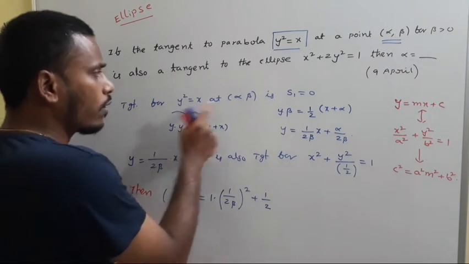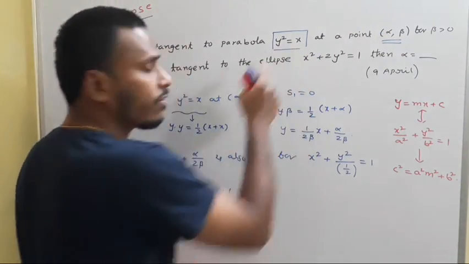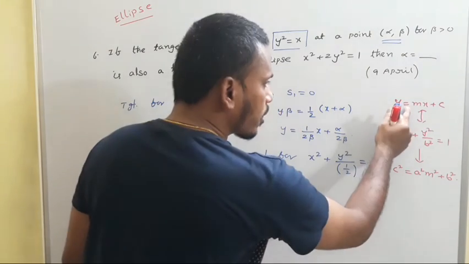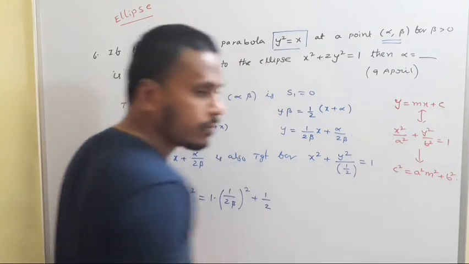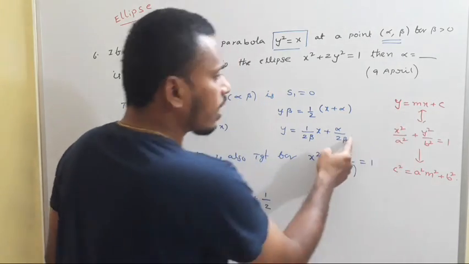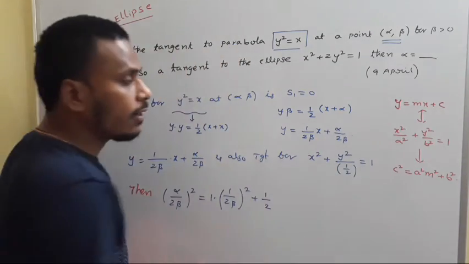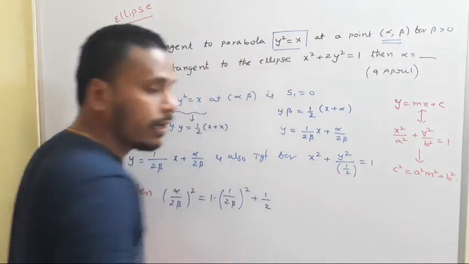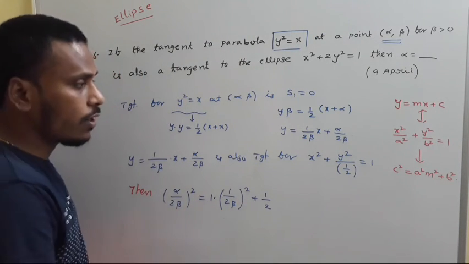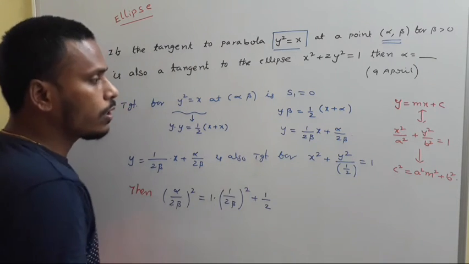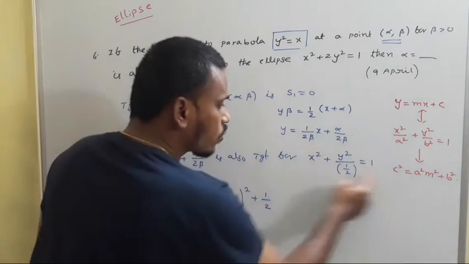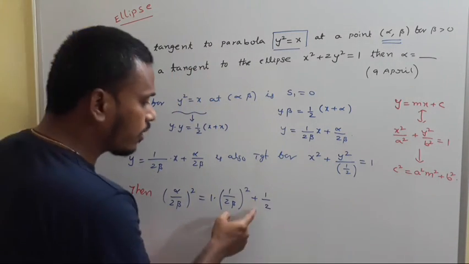So at the point (alpha, beta) for the curve y square equals x, using S1 equals 0, this is the tangent equation, and if y equals mx plus c is the tangent for the ellipse, this is the condition. So when you compare this equation and this ellipse, c is alpha by 2 beta, m is 1/2 beta, and b square is 1/2. So c square is alpha by 2 beta whole square, m is 1 by 2 beta whole square, a square is 1 and b square is 1 by 2.